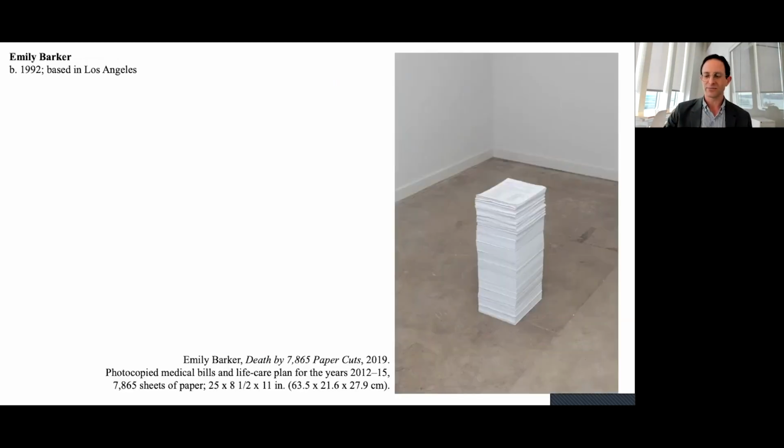The idea of the column repeats across the fifth floor. Aria Dean's work is on one side. On the other end is Emily Barker's work, Death by 7,865 Paper Cuts. And what you have is this column-like structure made up of that number of pieces of paper, all of which are photocopies of medical bills and life care plans that come from a 3-year period in Emily Barker's life when she was deeply involved in the medical system, having suffered a spinal cord injury that left her using a wheelchair.